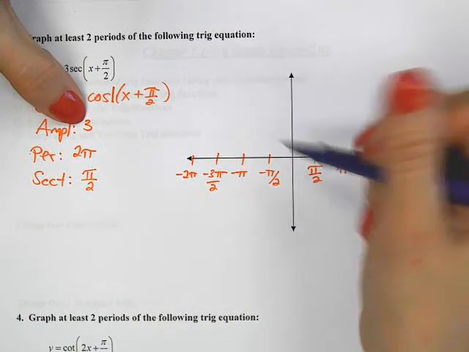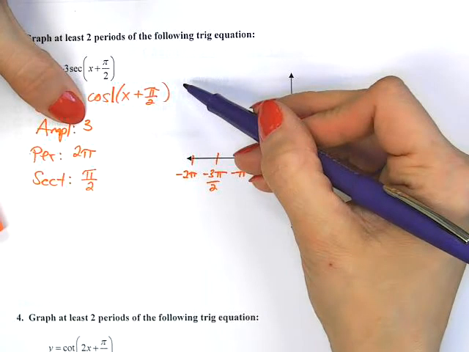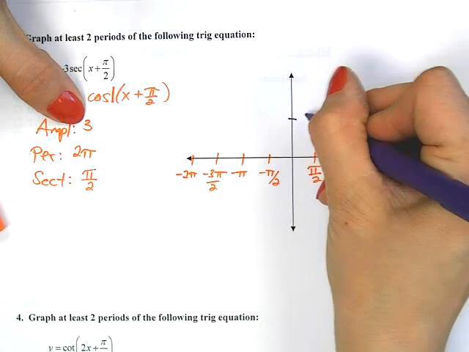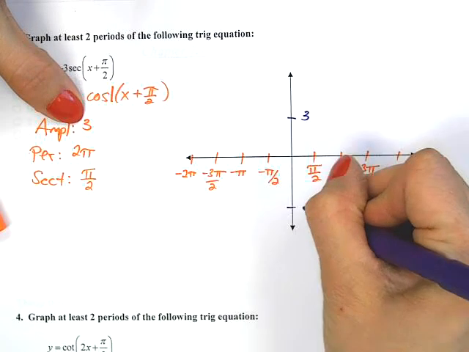All right, so the second thing is amplitude is 3. There's no shifting up and down. So we're going to go as high as 3 and as low as negative 3.